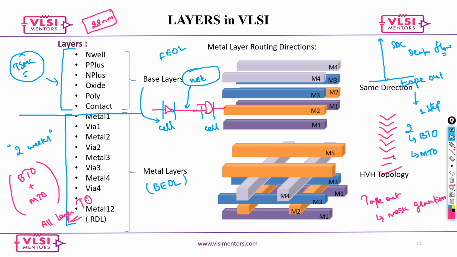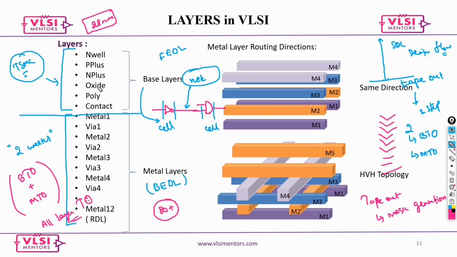Okay, so approximately there would be 80 plus masks. In this case, if you look here, you have got all these things, but remember there would be 80 plus different layers used to manufacture the chip. It's not just only 5 and 10.